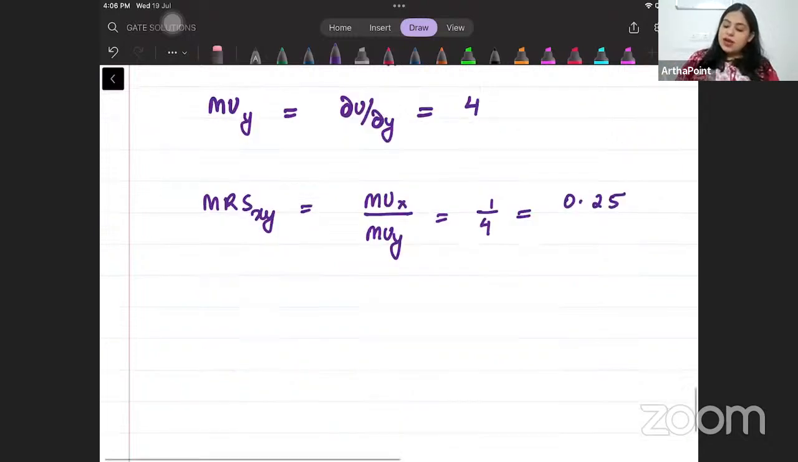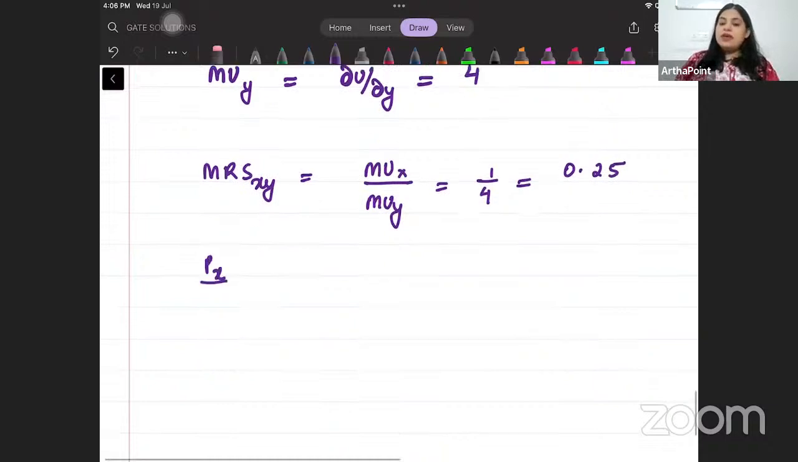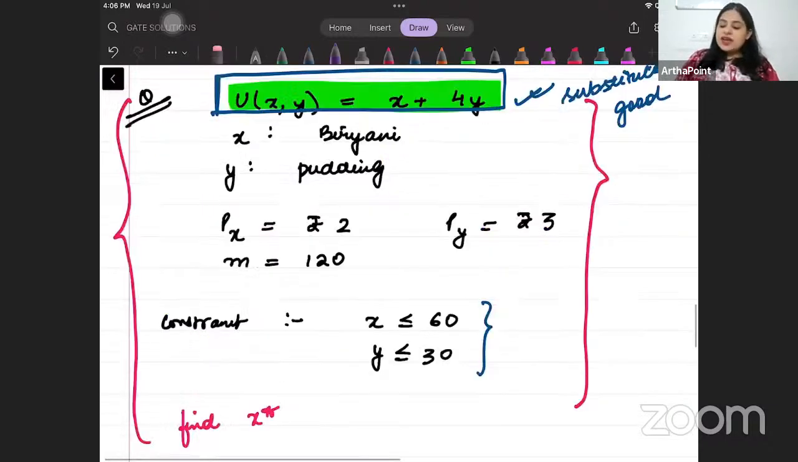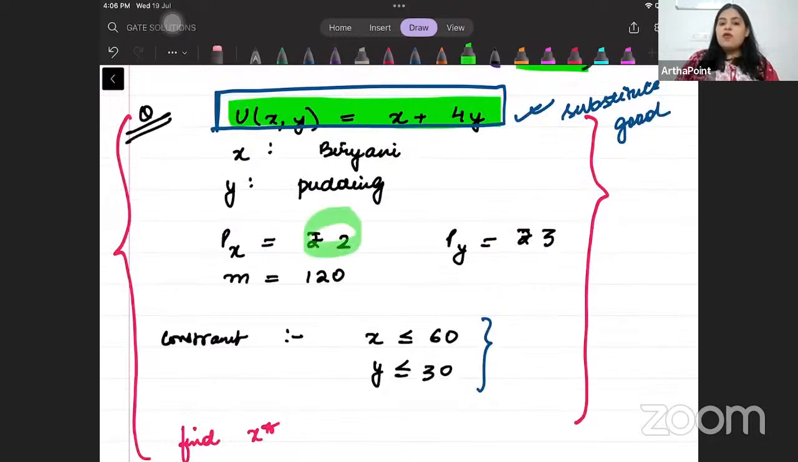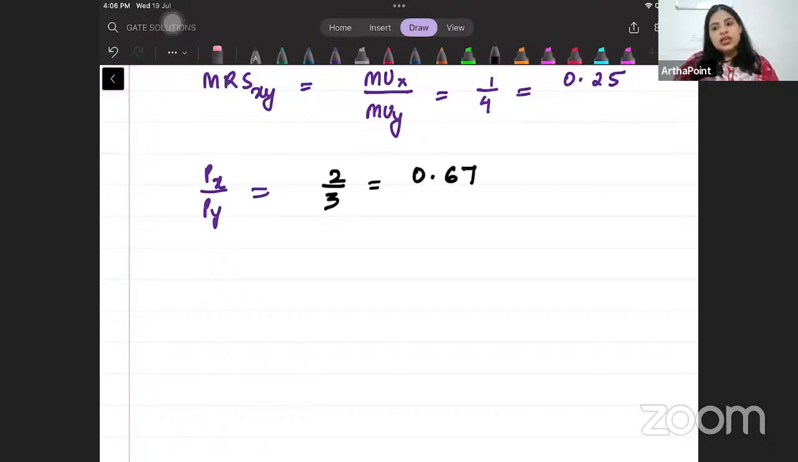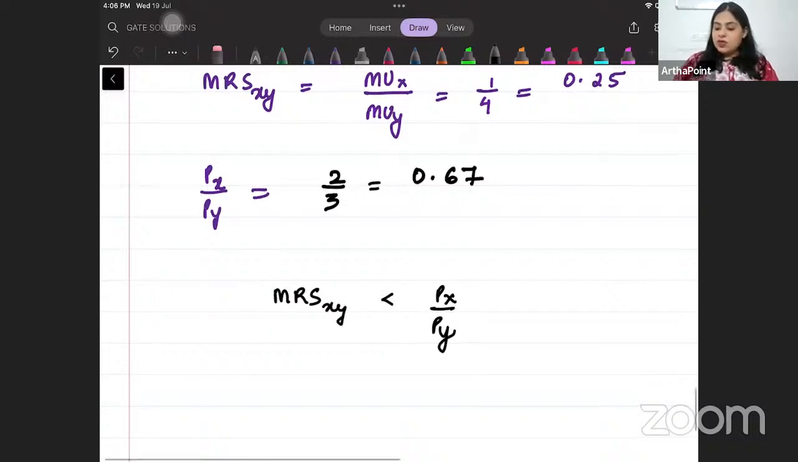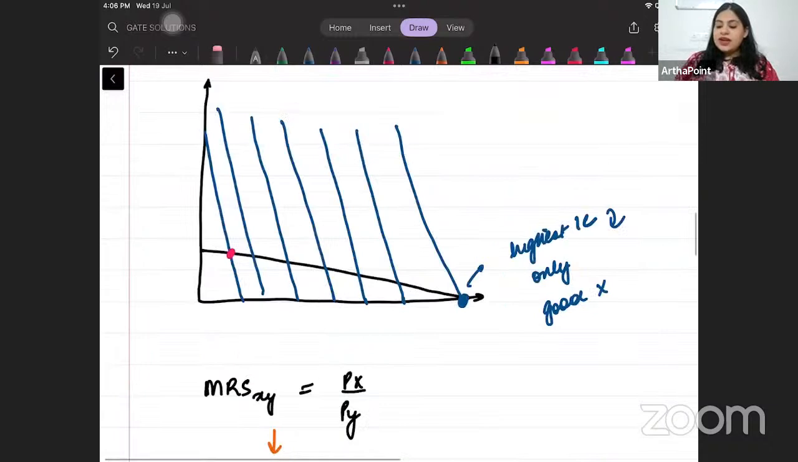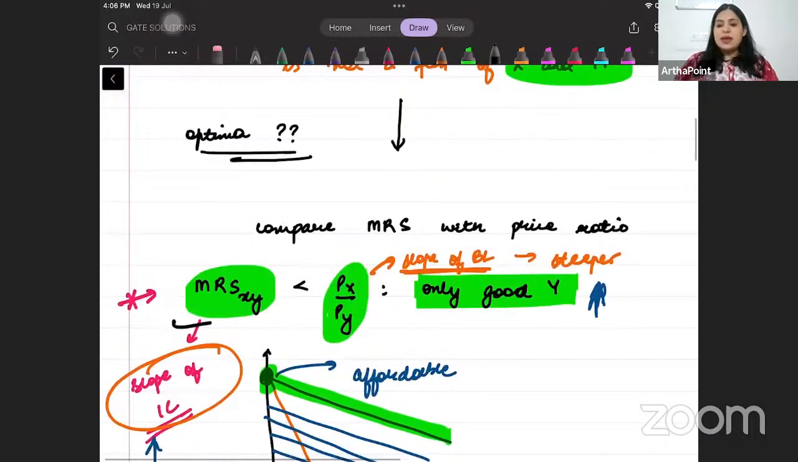Beta, now find PX by PY. The price of biryani is given as 2 and the price of pudding is given as 3, so PX by PY will be 2 by 3, which is 0.67. Okay? Now we know that MRS is coming out less than PX by PY. I have already taught you that when MRS is less than PX by PY, you consume only good Y.